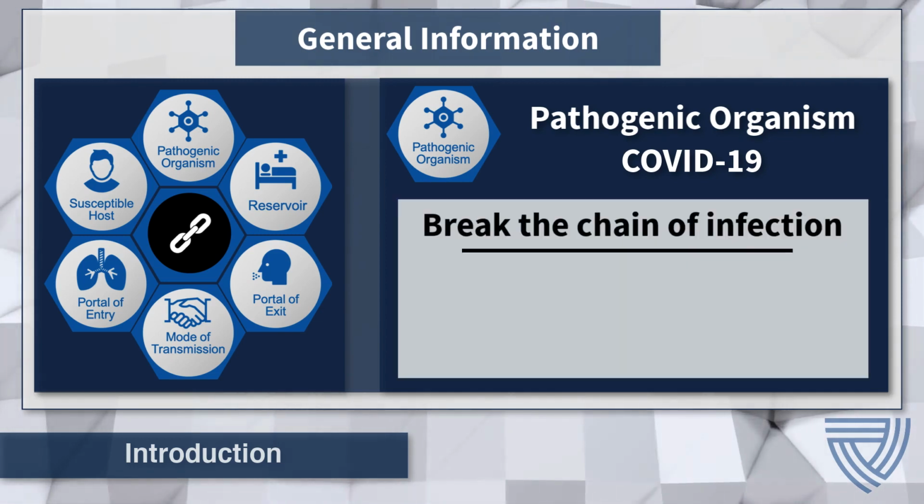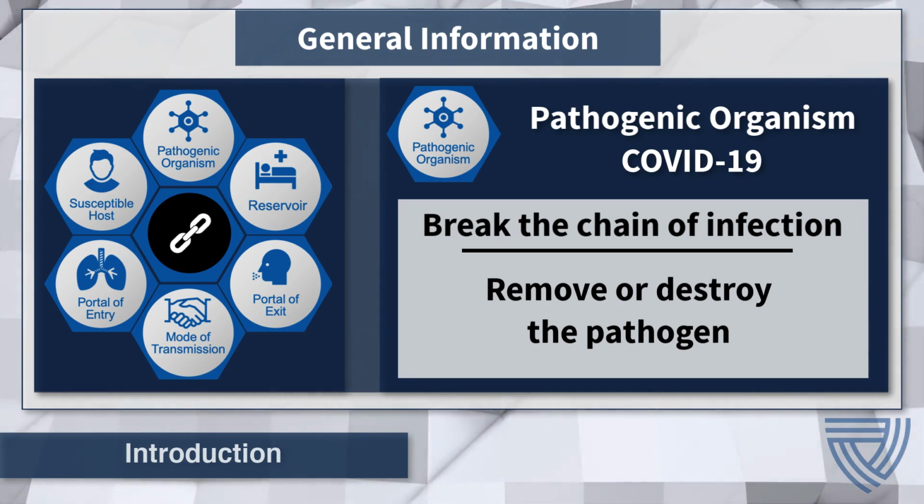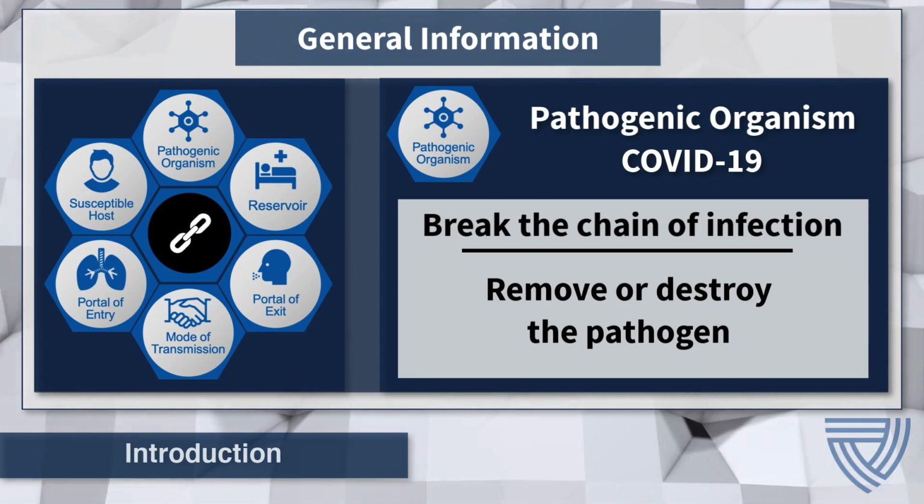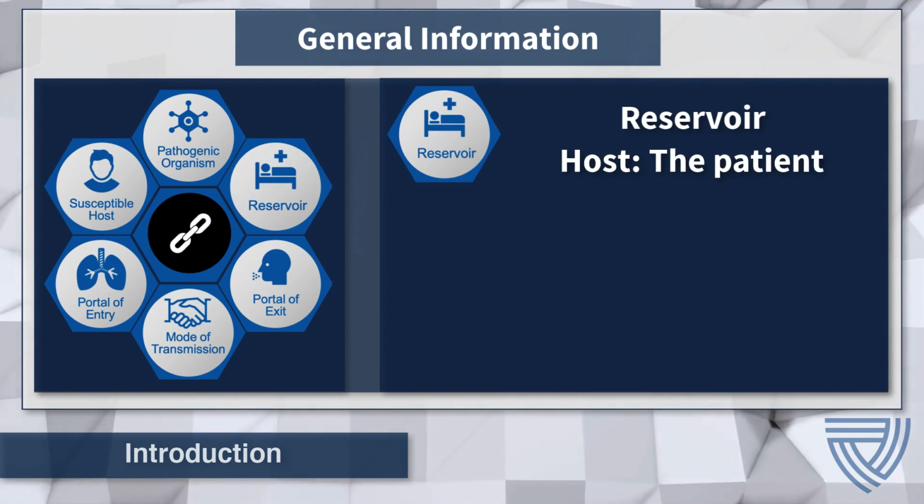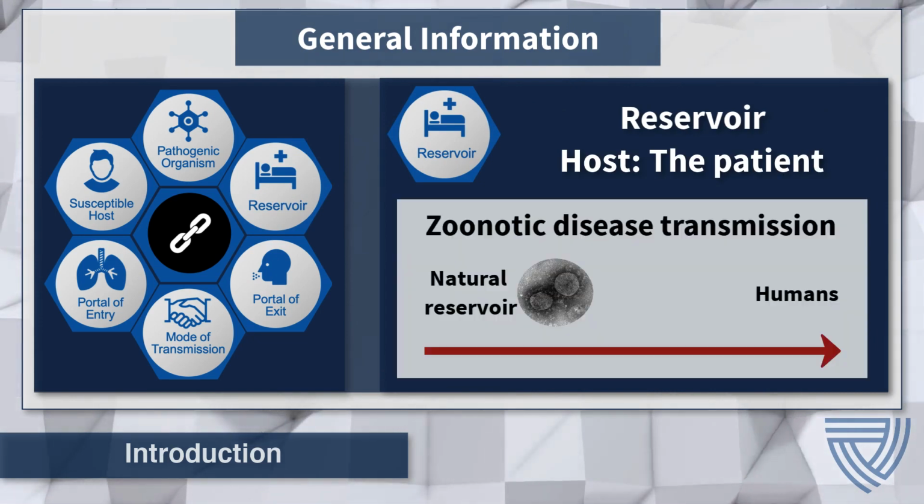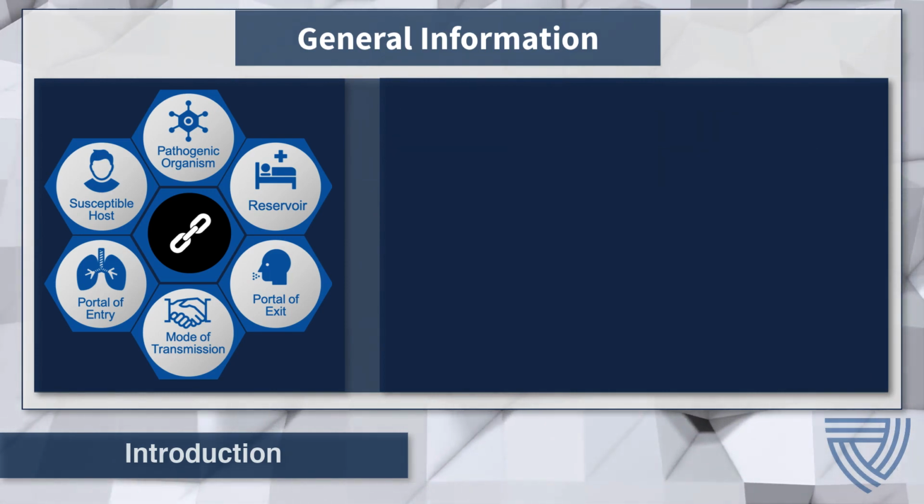To break the chain of infection and prevent the spread of a pathogen like COVID-19, the pathogen must be removed or destroyed. A healthcare worker performing hand hygiene with alcohol-based hand rub to disinfect their hands is an example of breaking the chain of infection by destroying pathogens. To continue to survive, an infectious pathogen requires a reservoir or host in which it can live, reproduce, and multiply. In the case of COVID-19, there is much to learn as the virus is new to infecting humans. Humans infected with COVID-19 are a new host for this virus.